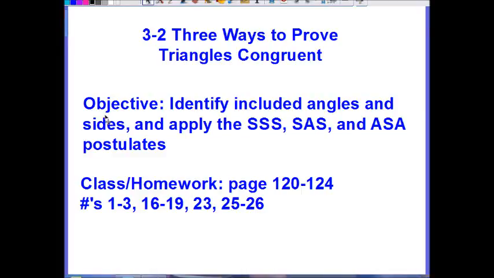Welcome to Section 3.2, 3 ways to prove triangles congruent. Our objective is to identify included angles and sides and apply the side-side-side, side-angle-side, and angle-side-angle postulates.